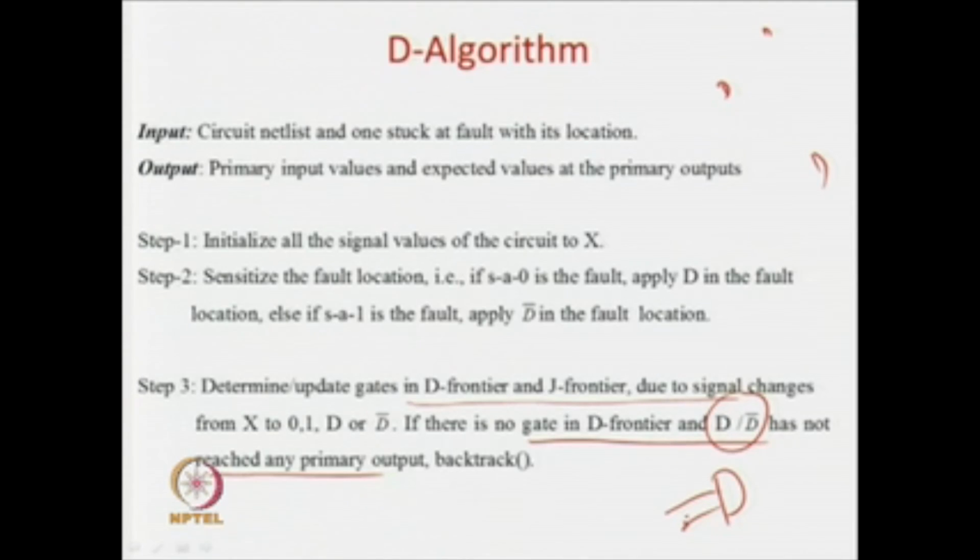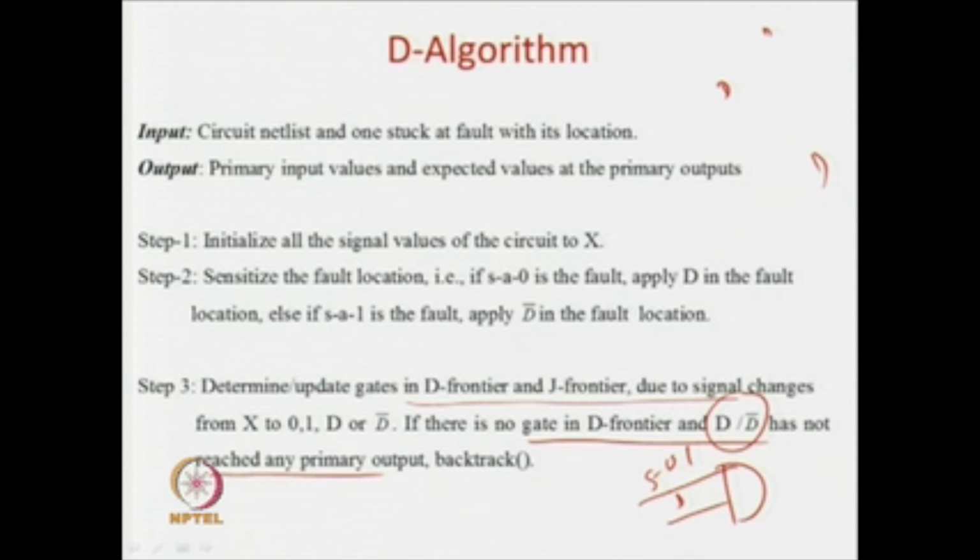We will see detailed examples, but just to highlight the point, say for example, there is an AND gate and there is a stuck-at-0 fault over here. So, you apply a 1, so you get a D over here, because this is stuck at 0. It is a very simple example and we will cover detailed examples later. So, this is a stuck-at-0 fault over here. You apply a 1 and you get a D.